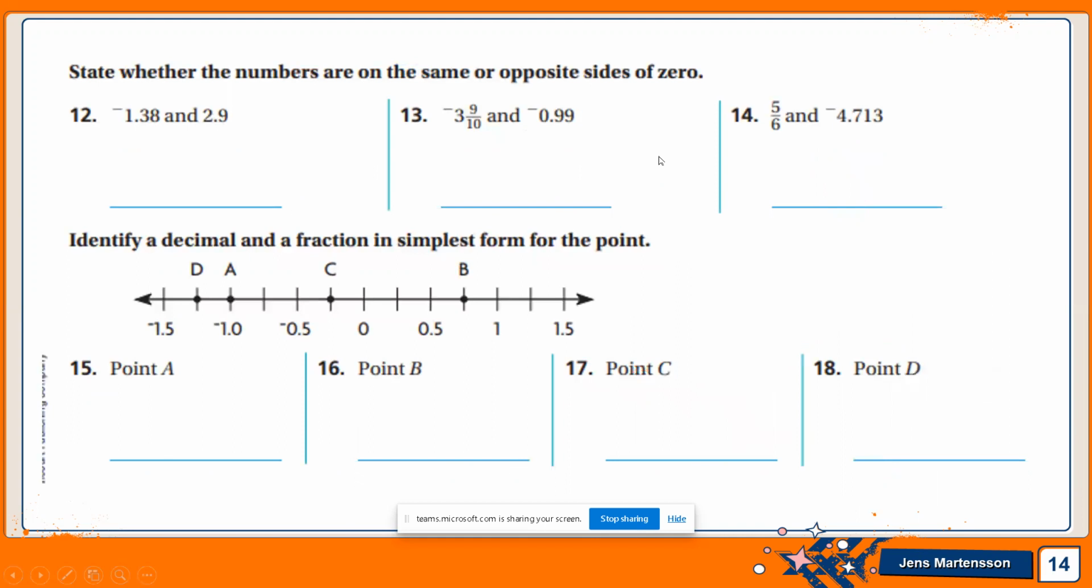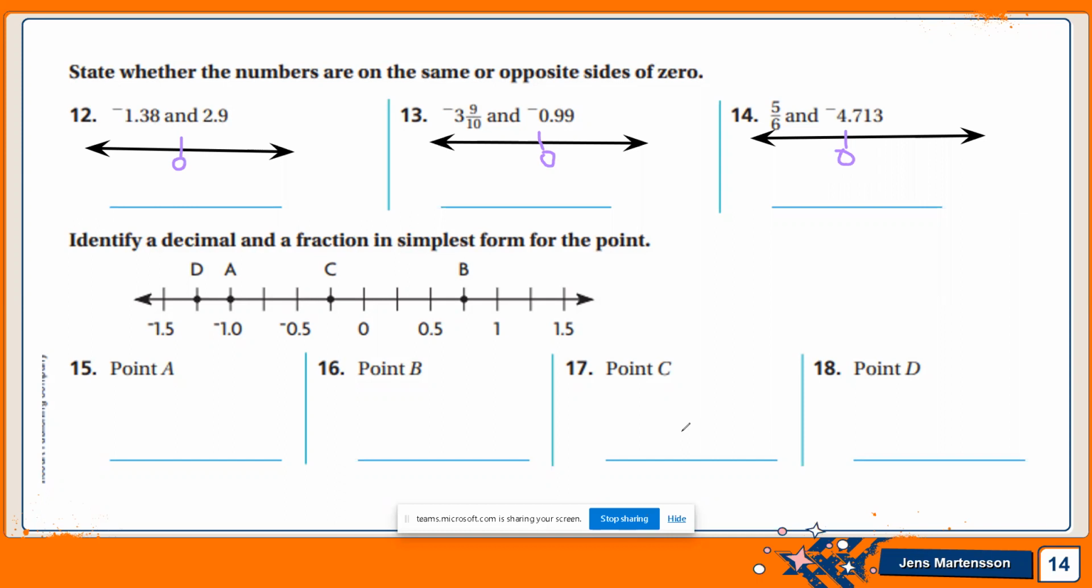Now, this one here. State whether the numbers are on the same or opposite side of 0. How do you know? You will now draw the number line. Then you will write the 0 in the middle. Then after that, you will say negative 1.38. Is that above 0 or below 0? Or is it to the right or to the left?